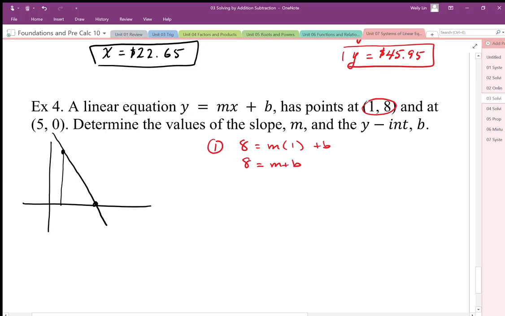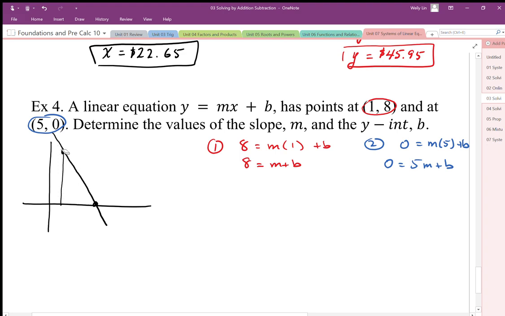And as long as I have another relationship, I can solve this as a system. So my other coordinate there of 5 and 0 generates a second equation that 0 equals 5m plus b. This is a system of equations. So this is different than what we did before.